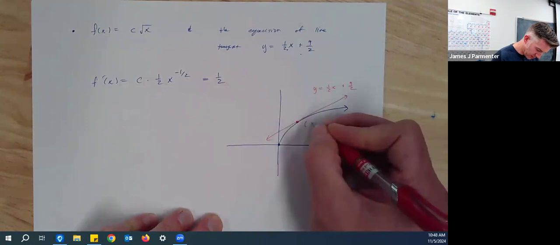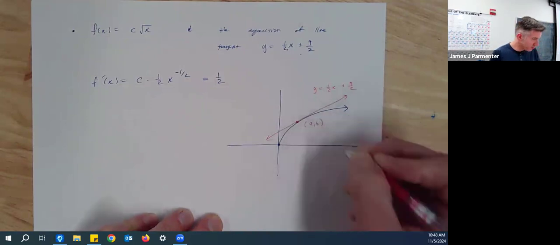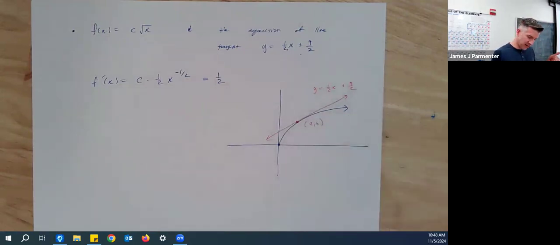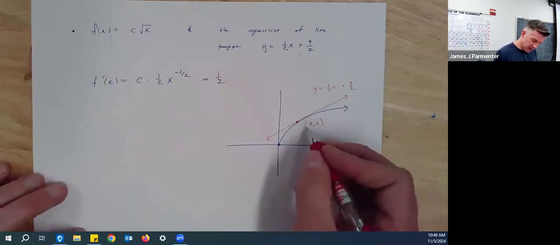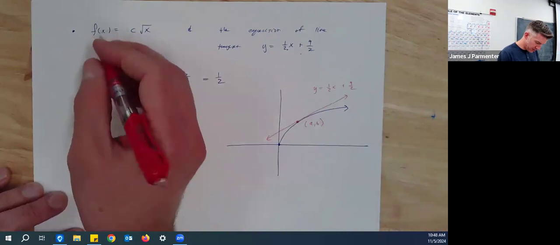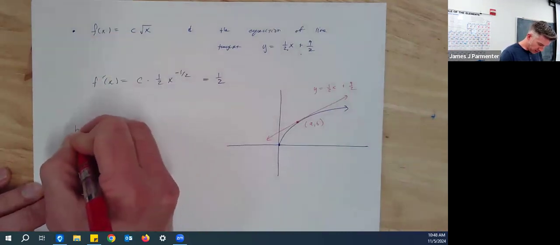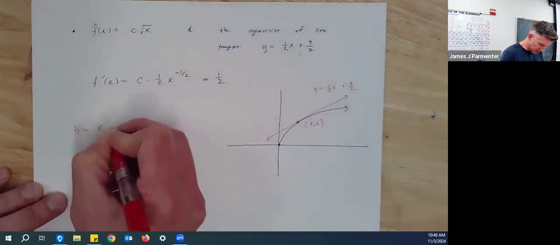How tricky do I know? Let's say this point A comma B. I know two things. I feel like I'm introducing too many variables here, but let's do it anyway. So A comma B, I know that the y value B should equal C times the square root of A.